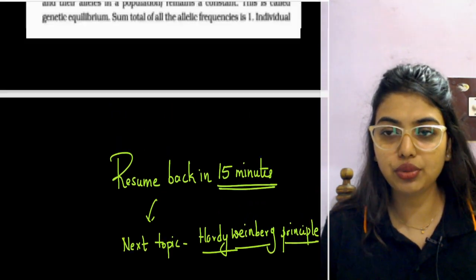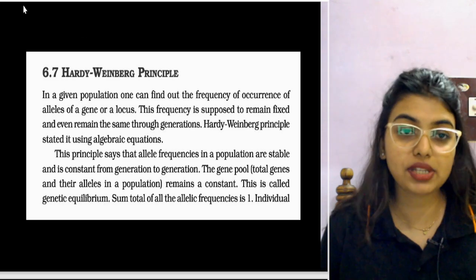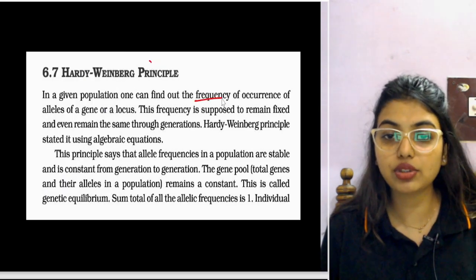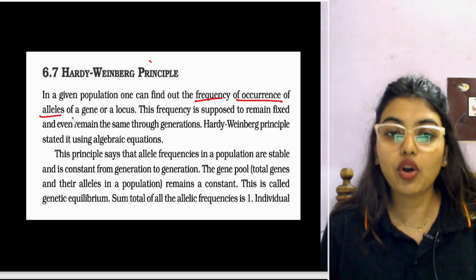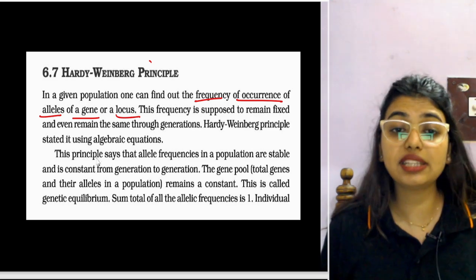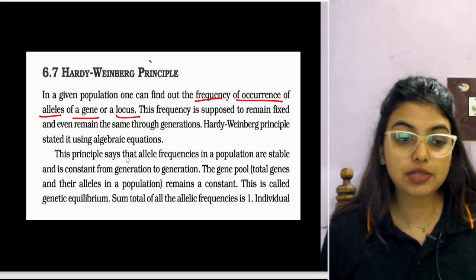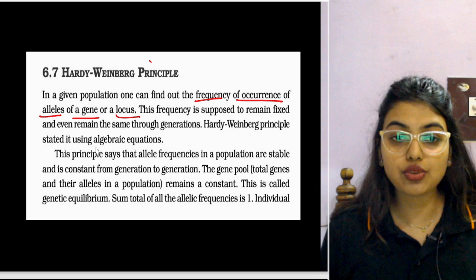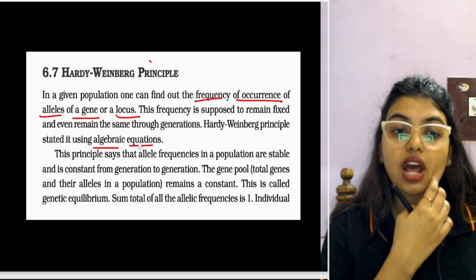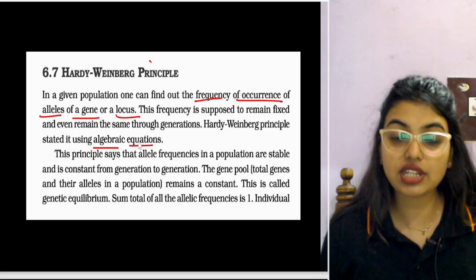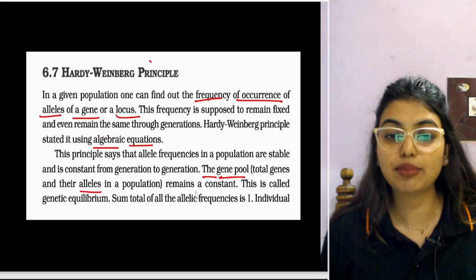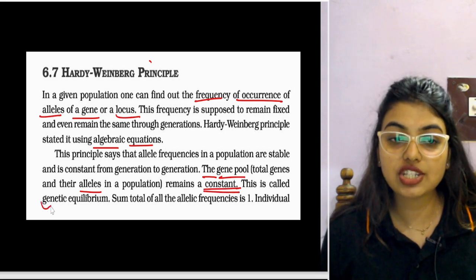So now we are going to do one of the most important topics of this chapter, the Hardy-Weinberg principle. In a given population, one can find out the frequency of the occurrence of alleles of a gene or locus. This frequency is supposed to remain fixed and remain the same through the generations. The Hardy-Weinberg principle stated it using algebraic equations. This principle says that allele frequencies in a population are stable and constant from generation to generation. The gene pool, the total genes and their alleles in a population, remains constant. This is called genetic equilibrium.